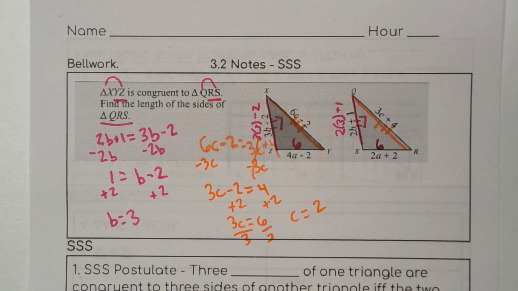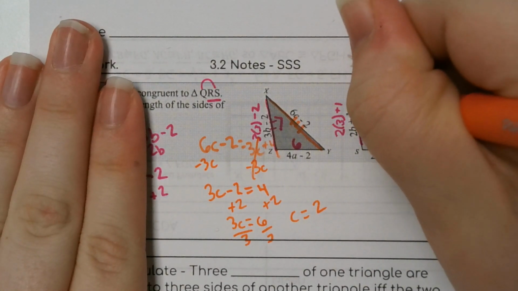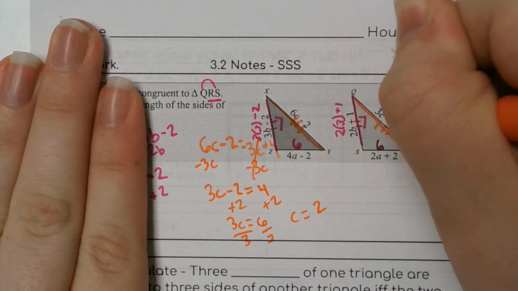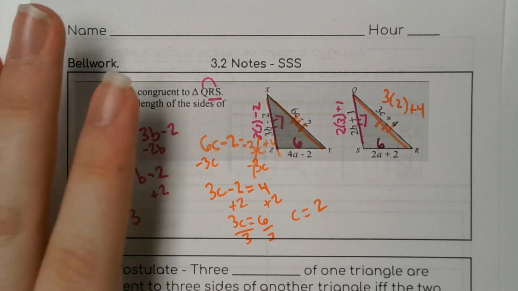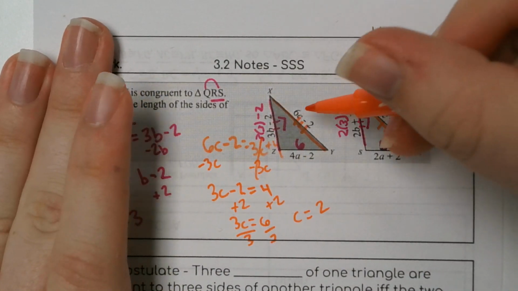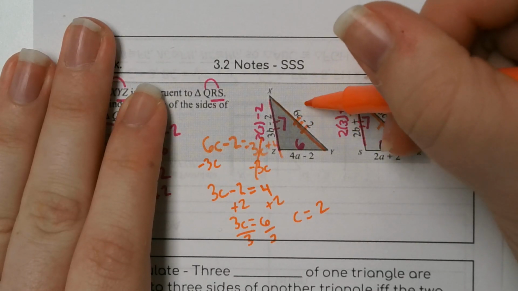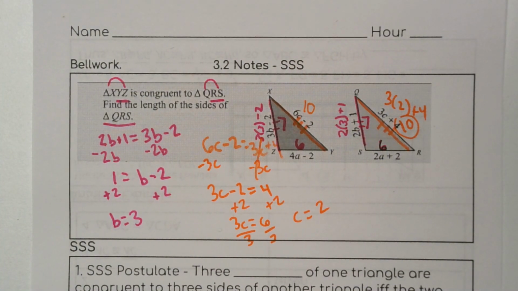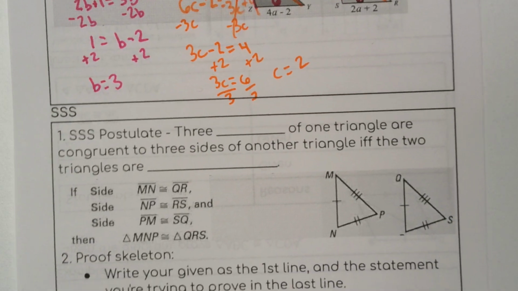Is that our length? Nope, that's just c. So we plug it in. 3 times 2 plus 4. 3 times 2 is 6, plus 4 would be 10. So this side, 6 times 2 is 12, minus 2 would be 10. Alright. Any questions on the bell work? Awesome.